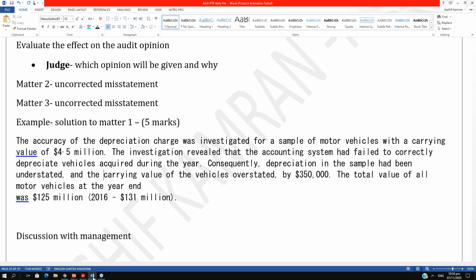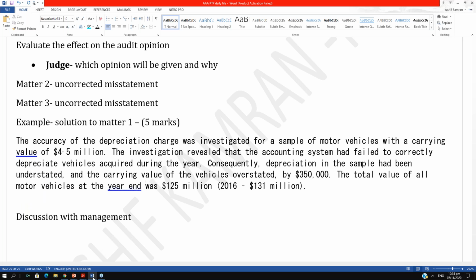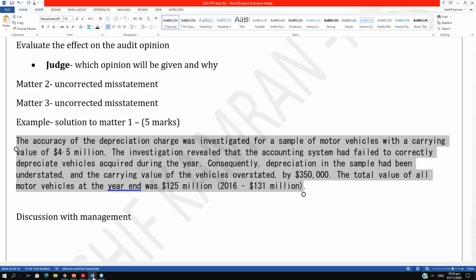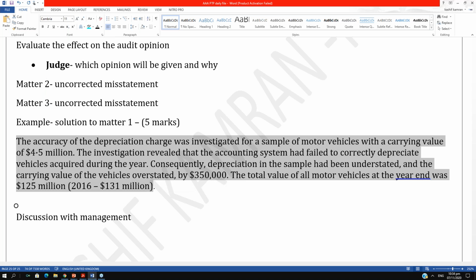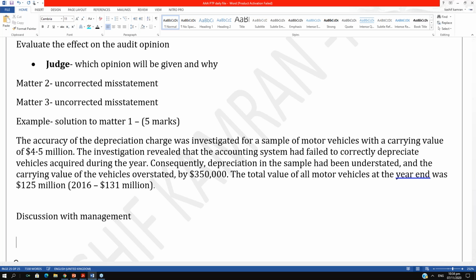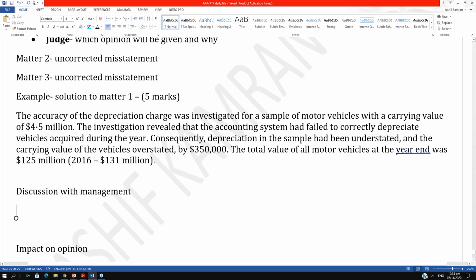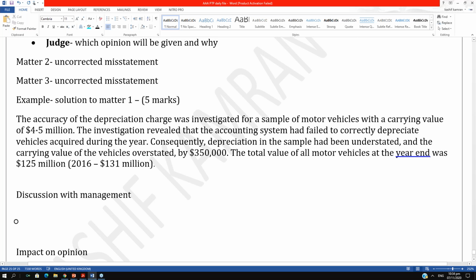Okay, we have 5 marks for the first problem, the uncorrected misstatement. Let's see how we identify the materiality of the uncorrected misstatement and how we go about the solution. Let's see the first part. The accuracy of the depreciation charge was investigated for a sample of motor vehicles with a carrying amount of 4.5 million. So the sample of motor vehicles you took was 4.5 million.